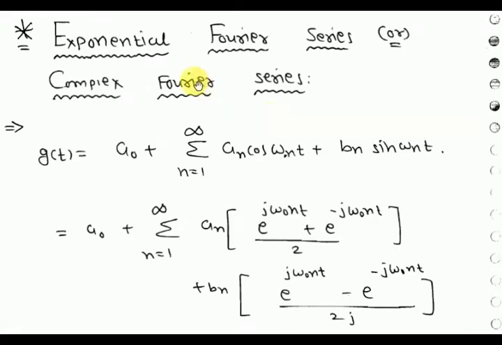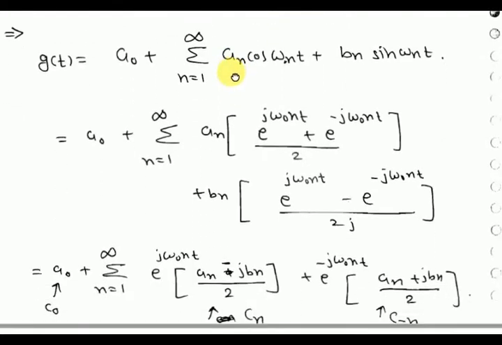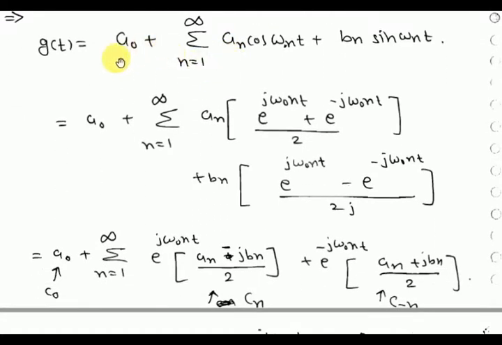Next Fourier series is the exponential Fourier series, or complex Fourier series. We can derive the exponential Fourier series formula from the trigonometric Fourier series. How? If the trigonometric Fourier series representation is like this, what we have to do is change the cos and sine into exponential form.